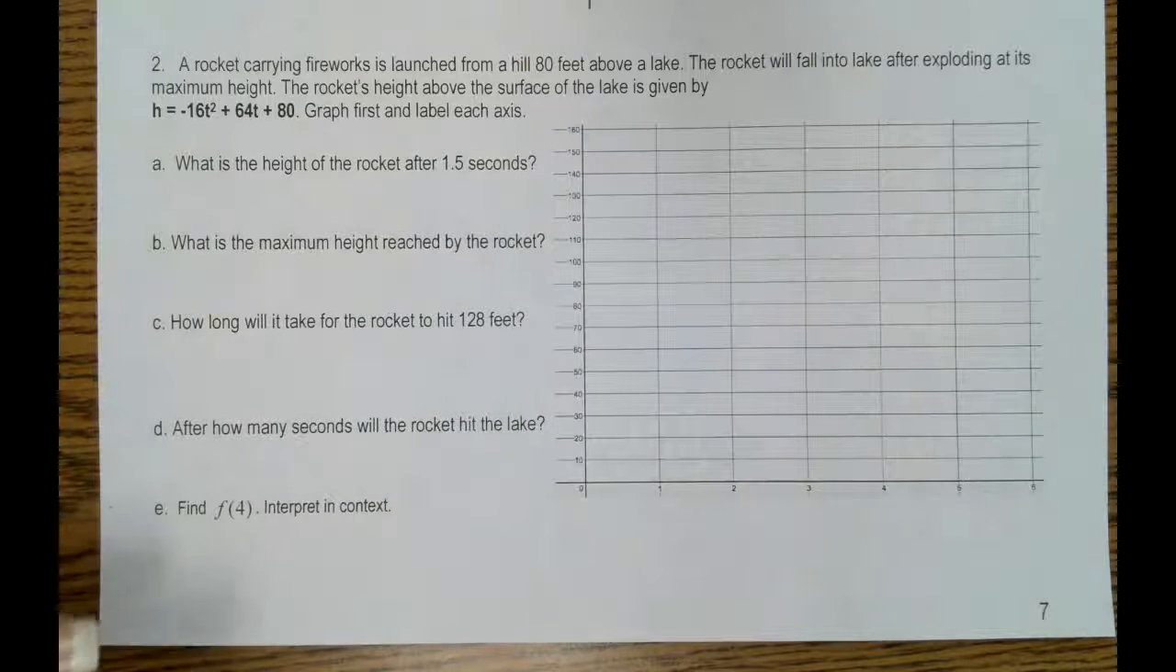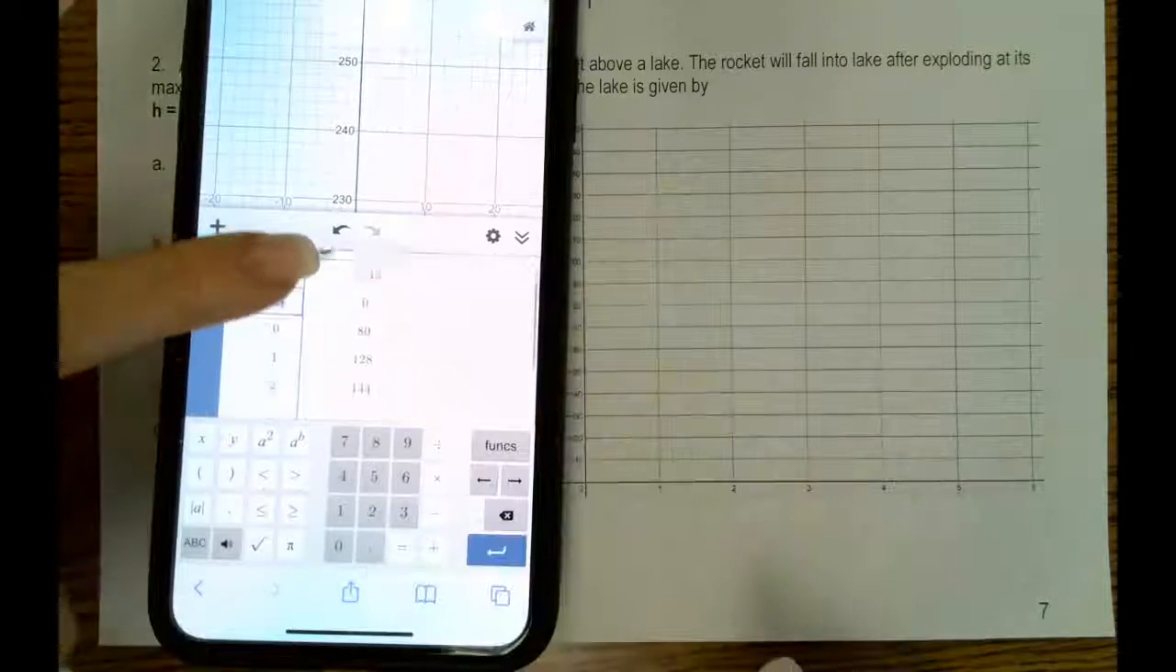All right, we need to go ahead and get a table so that we can graph some points. So we're going to go to Desmos and put in our equation. Make sure you're using x instead of t. Okay, and we created a table here.